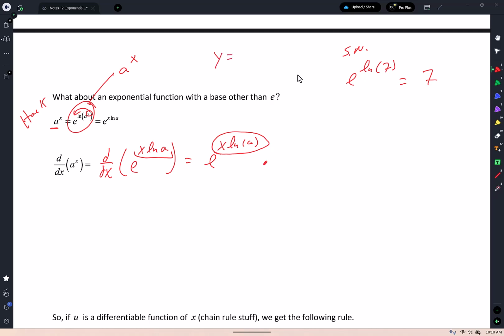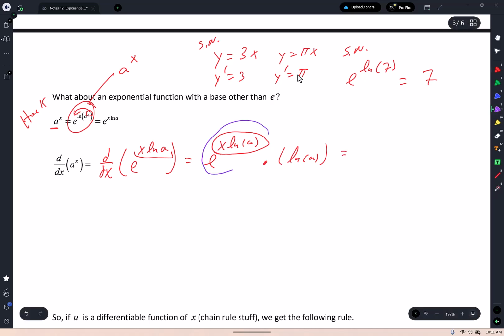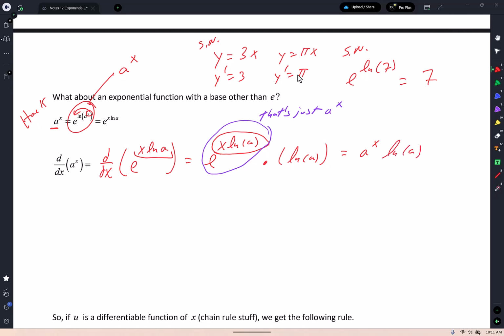No. Okay, side note. What's the derivative of 3x? 3. What's the derivative of pi x? Pi. So what's the derivative of x ln a? ln a. Do you guys see what we did? Okay. All this that I'm circling right here, that's just a to the x. That's all it is. So a to the x, ln a, that's your answer. That's it, done. Cool or not cool?